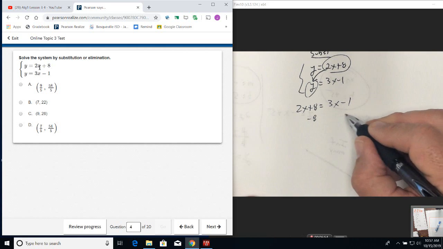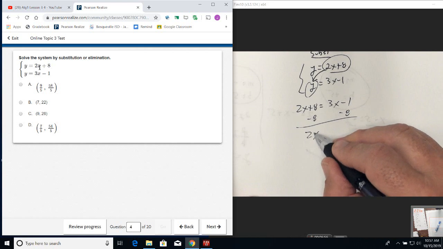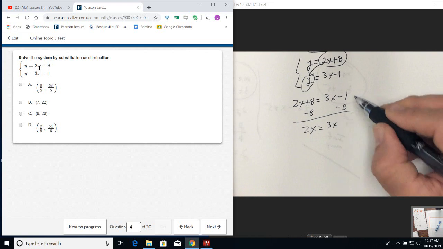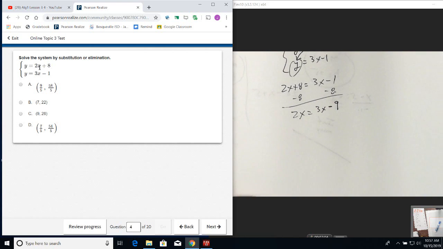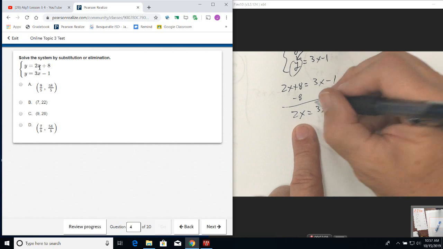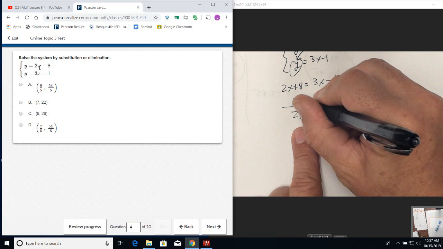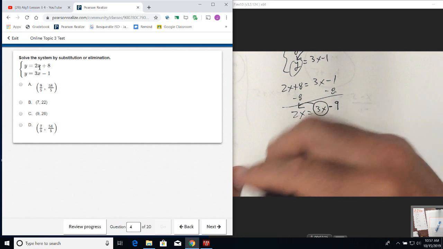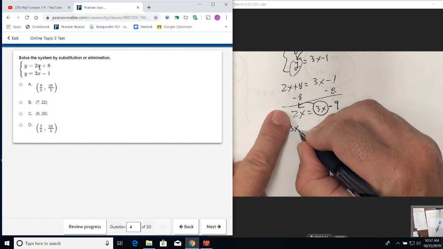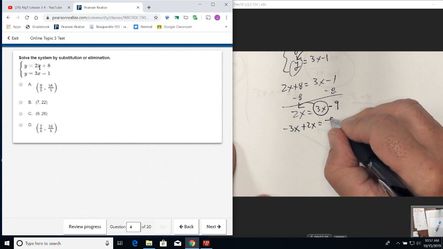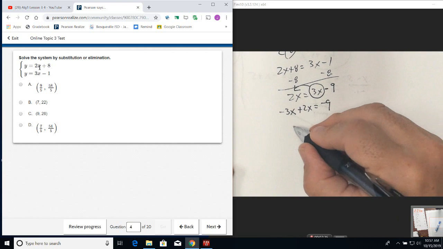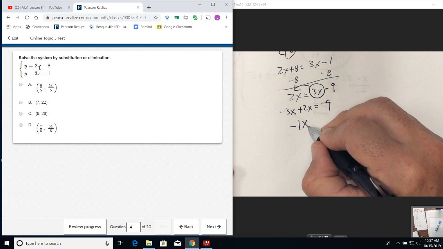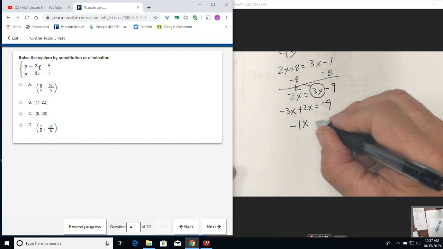So to solve that, you just subtract 8, subtract 8. So I've got 2x is equal to 3x. What's a negative 1 minus 8? Negative 9, right? And then now I've got to get my x's on the same side. So it doesn't matter where you put them. I'm just going to take this 3x here and I'm going to move it to the other side of the equation. So when I jump it across, it becomes a negative 3x. And that's a positive 2x is equal to a negative 9. And they combine like terms. What's a negative 3x plus 2x? Negative 1x, right? Is equal to a negative 9.